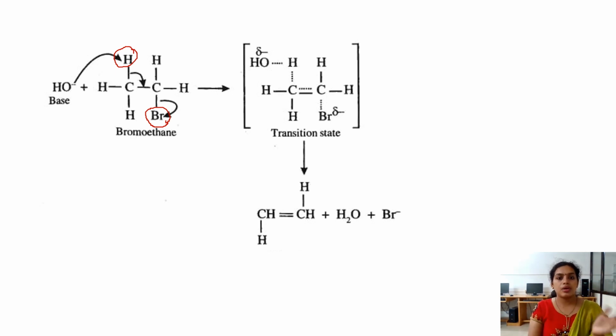So what happens in the final product? From this carbon, a hydrogen is removed, and that bond has shifted to this one. A new carbon-carbon double bond is formed, and Br is eliminated from this carbon. Water and Br minus are the elimination side products. This is the mechanism. The reaction proceeds through a transition state in which electron flow takes place, step by step, connected, with a flow of electrons.